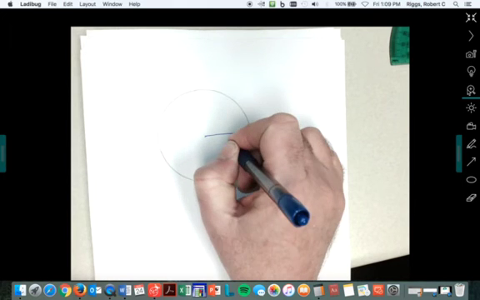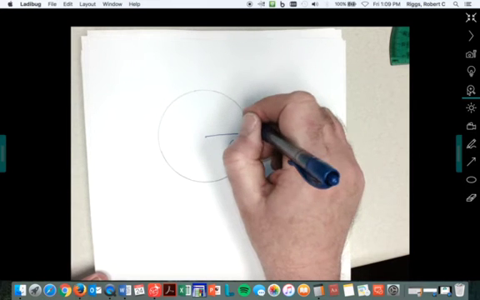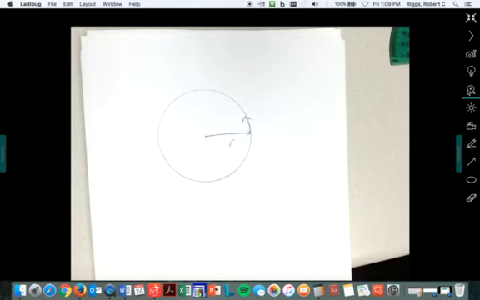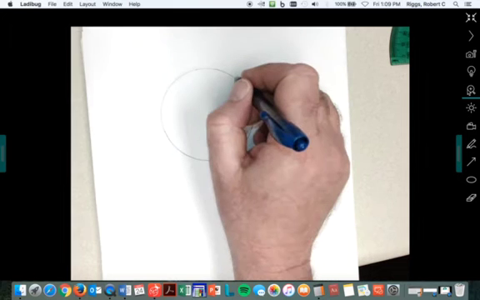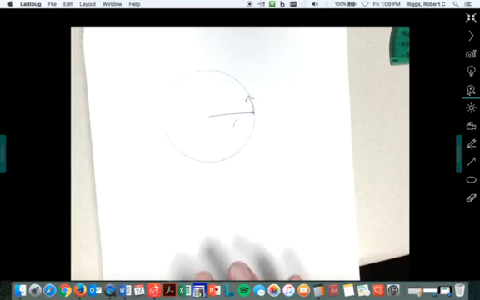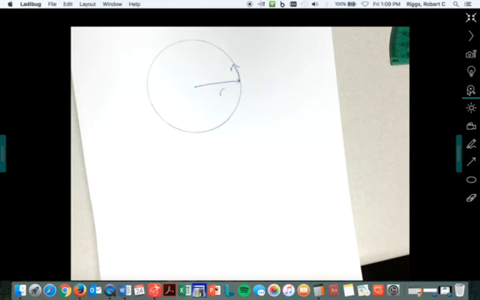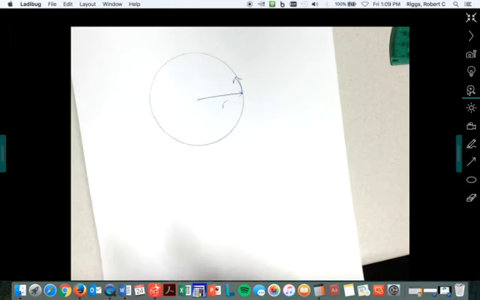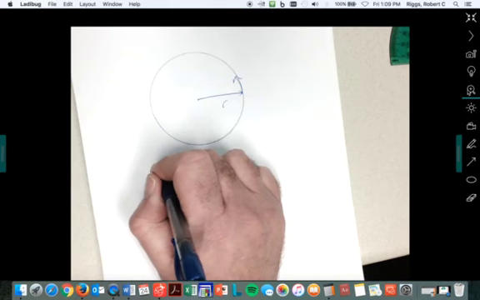Here's my radius R. Okay, so let's say we take off and we're going around this circle. This circle is spinning. It's spinning in a uniform way. And let's say it's a little 45 record from way back in the day. So it's a 45 RPM record.